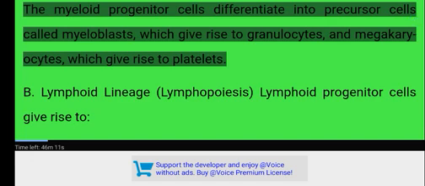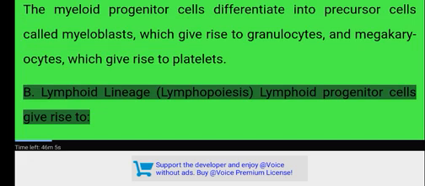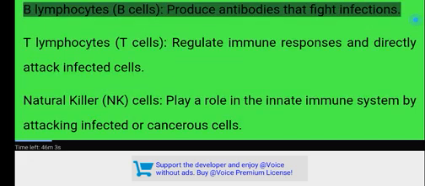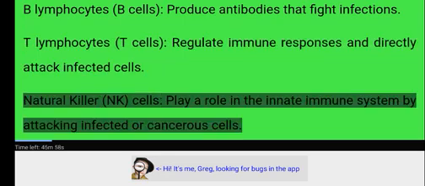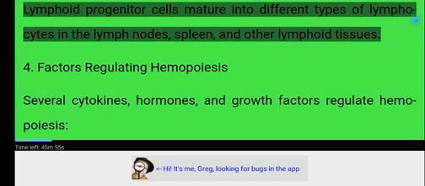The myeloid progenitor cells differentiate into precursor cells called myeloblasts, which give rise to granulocytes, and megakaryocytes, which give rise to platelets. B. Lymphoid lineage, lymphopoiesis. Lymphoid progenitor cells give rise to B lymphocytes, B cells, which produce antibodies that fight infections. T lymphocytes, T cells, regulate immune responses and directly attack infected cells. Natural killer, NK, cells play a role in the innate immune system by attacking infected or cancer cells. Lymphoid progenitor cells mature into different types of lymphocytes in the lymph nodes, spleen, and other lymphoid tissues.